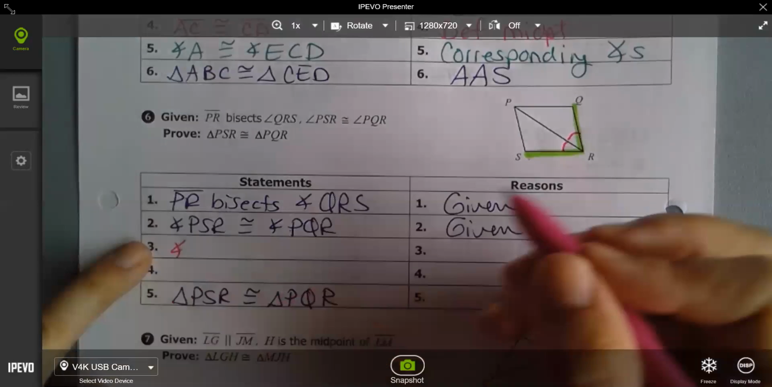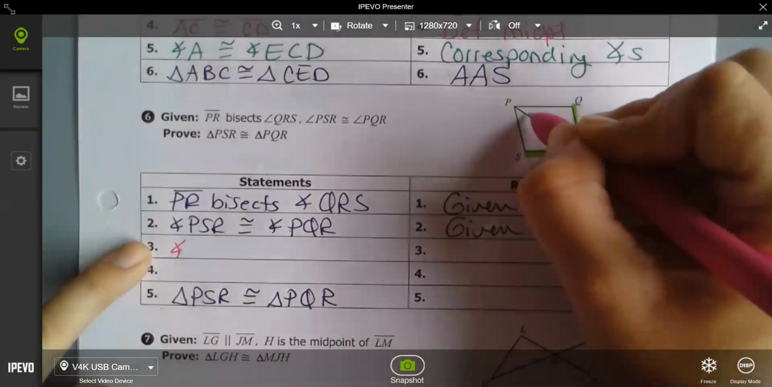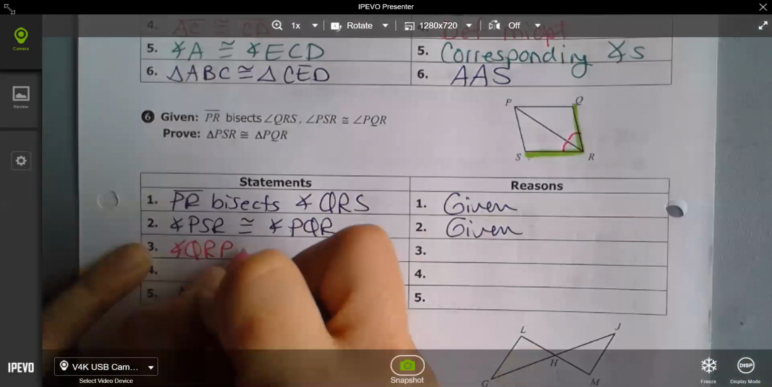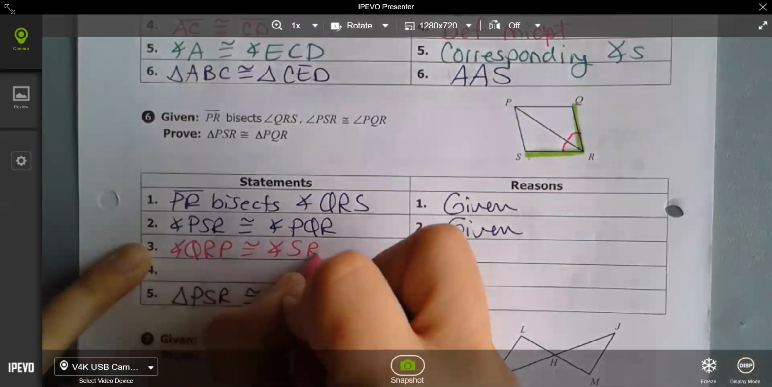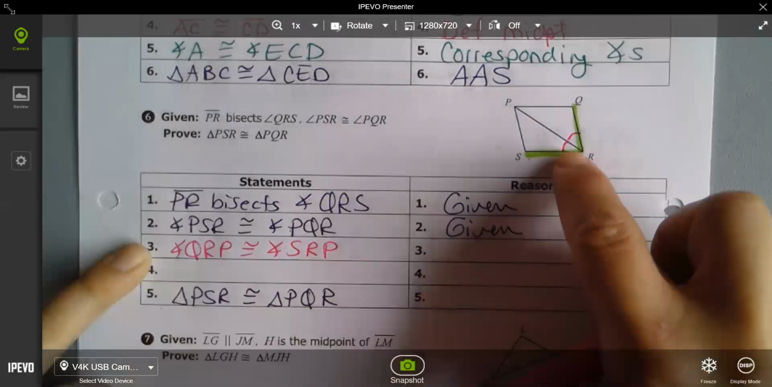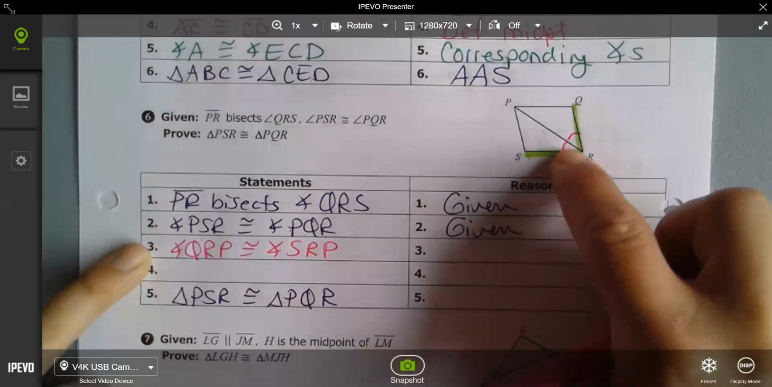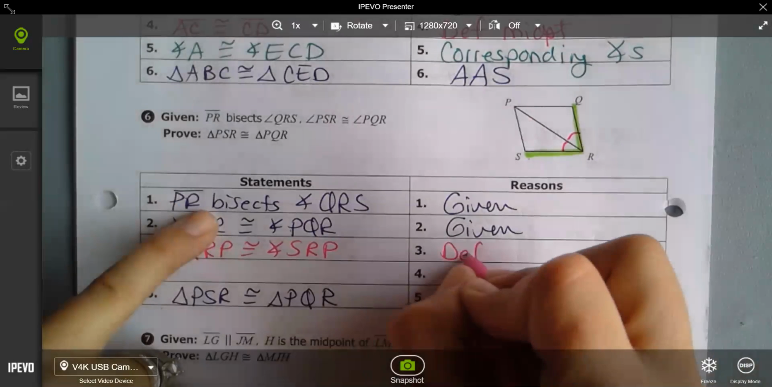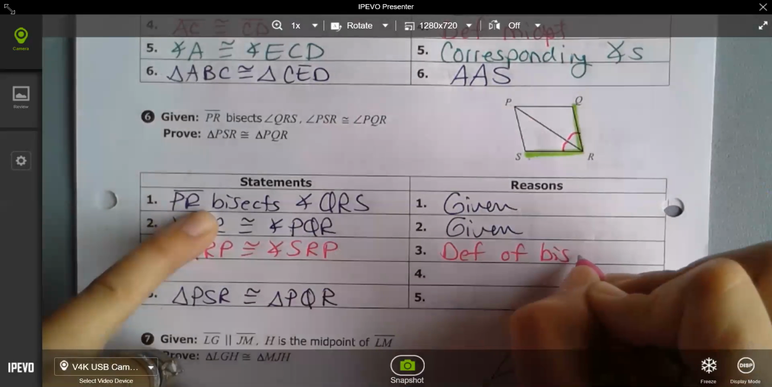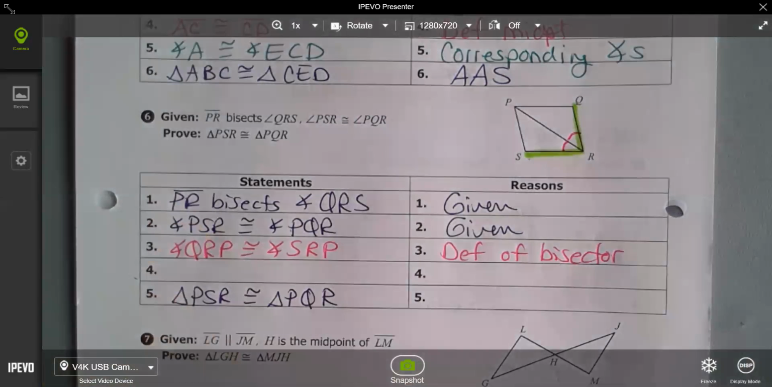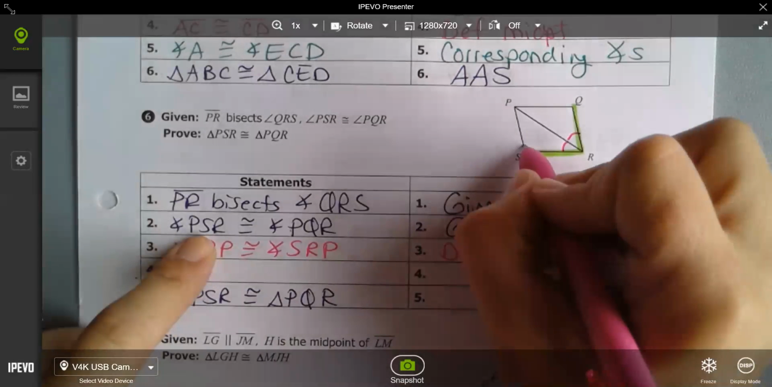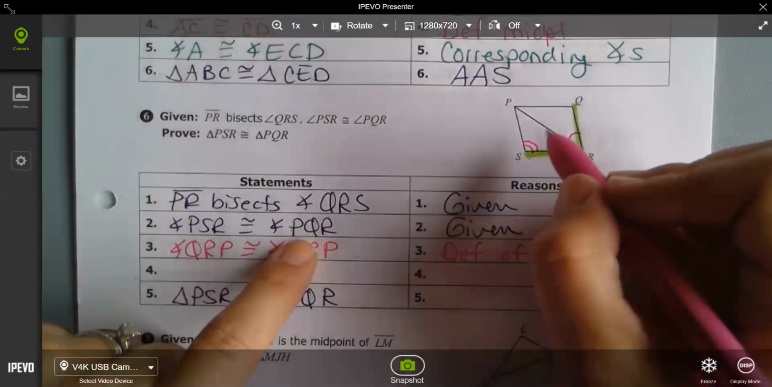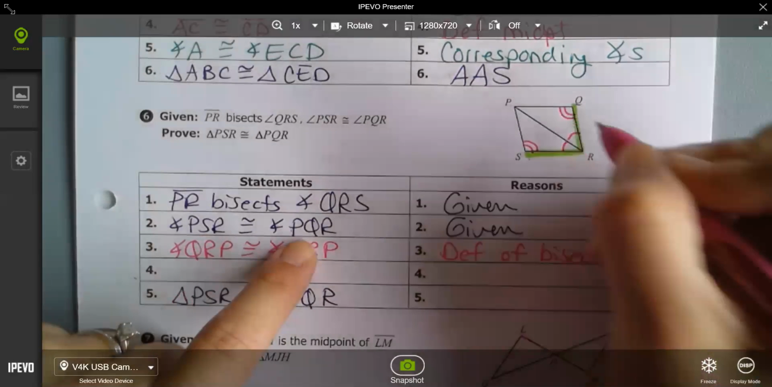How am I going to write those angles? How about QRP congruent to angle SRP? How did I know that that was going to get cut in half and they were going to be two equal angles? Because we know the definition of bisector. Okay, now I need to label angle PSR. So PSR, that's this one, is congruent to PQR, that is this one.